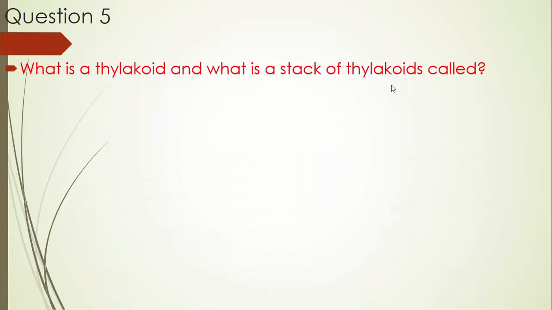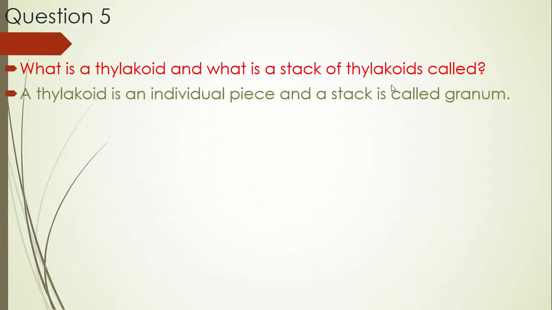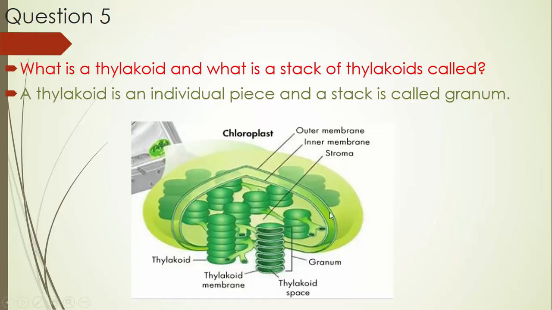Number 5, what is a thylakoid, and what is a stack of thylakoids called? A thylakoid is an individual piece, and inside the thylakoid membranes you can find chlorophyll, which is where the light-dependent reactions take place, and we call stacks of thylakoids granum. So here you can see in this picture these individual pieces. In class, you guys referred to them as Mentos. Some people referred to them as looking like hockey pucks. Each individual piece is known as a thylakoid. The stacks of thylakoids are known as granum.